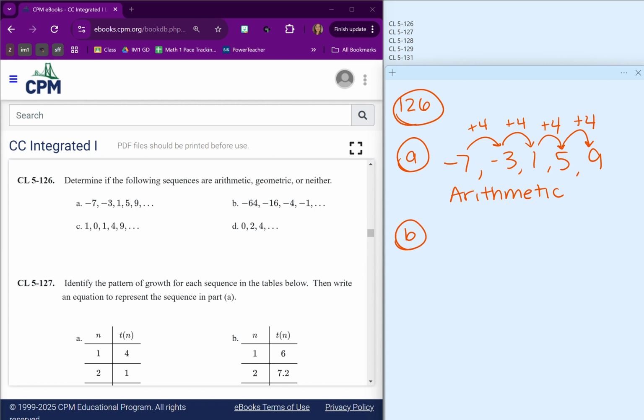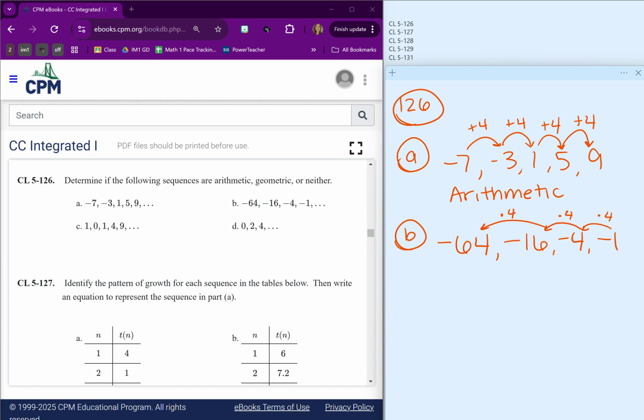Okay, for part B, we have -64, -16, -4, -1. If you don't like negatives, there's no way to avoid it on this one, unfortunately. If I'm working backwards, I can see 1 times 4 is 4, -1 times 4 is -4, -4 times 4 is -16, and -16 times 4 brings me to -64.